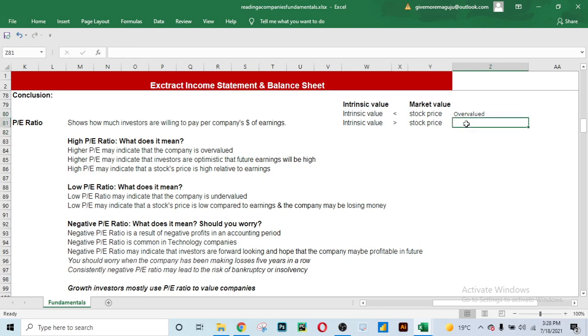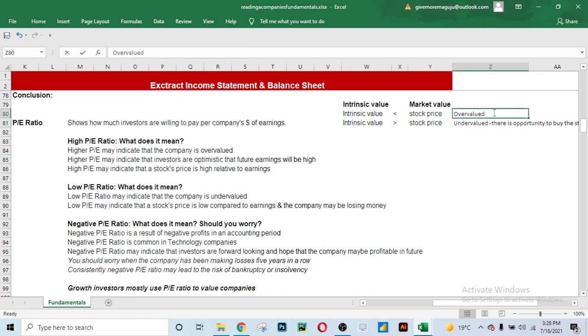Let's say you found that the intrinsic value is greater than the stock price. What does this mean? It means that the stock is undervalued, and it gives you the opportunity to buy. So let me specify here: there is an opportunity to buy the stock.